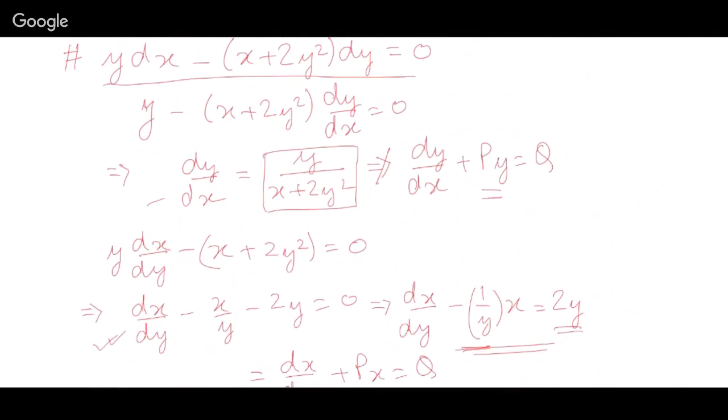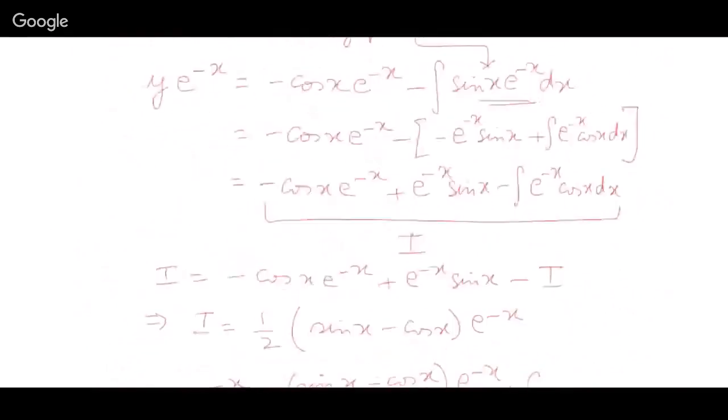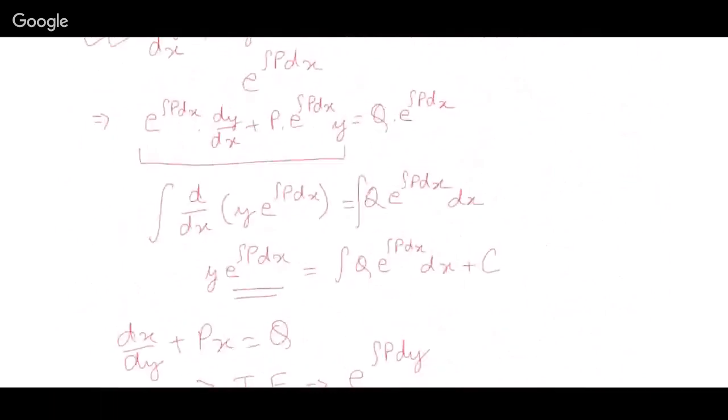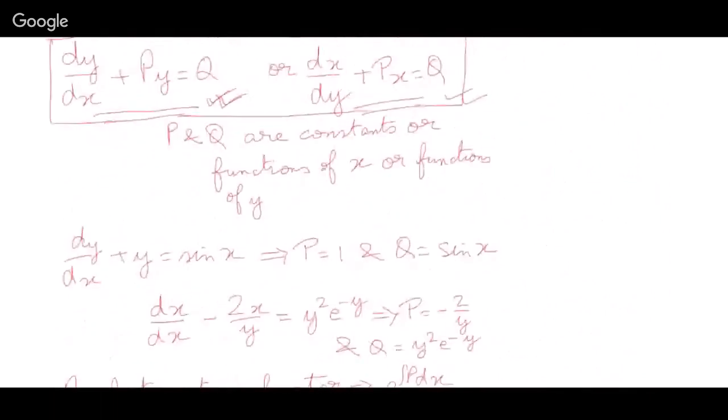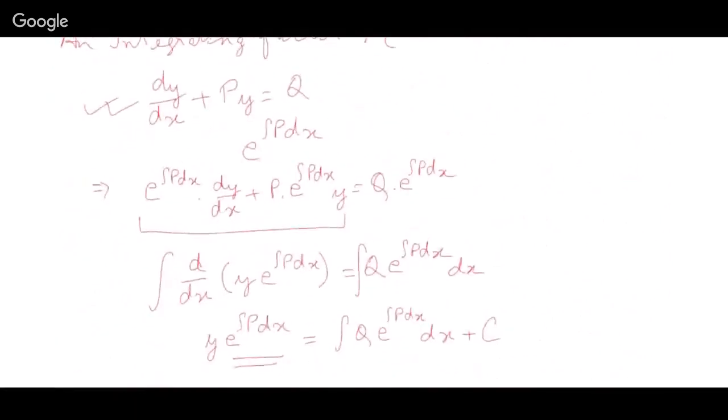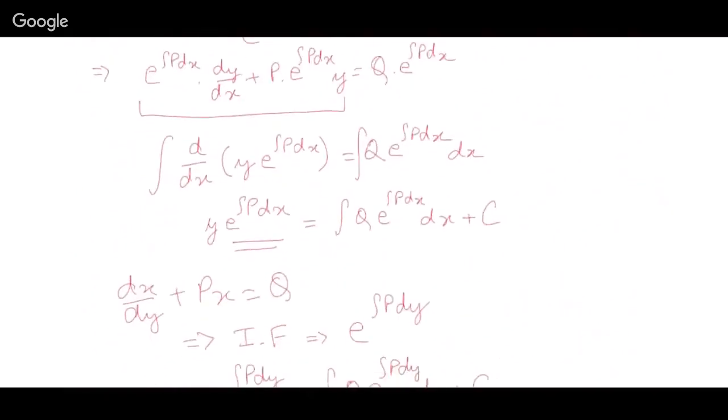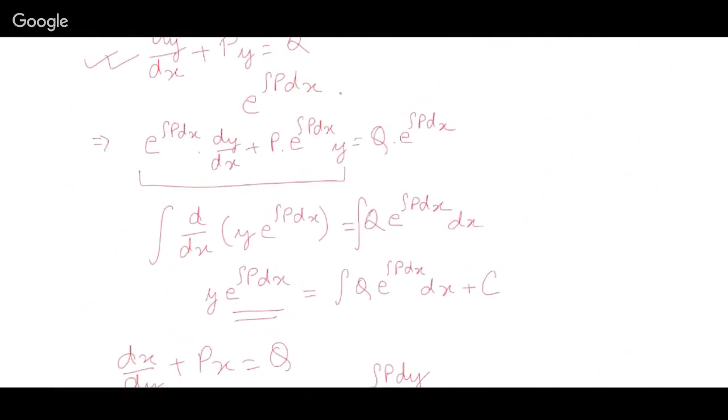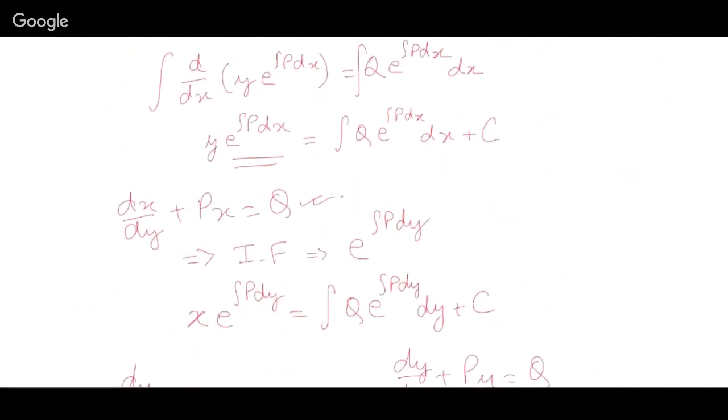So once we have zeroed in on what type of linear differential equation it is, we can find out the integrating factor depending on the type of linear differential equation that has been given over here. So for this particular linear differential equation, we have the integrating factor as e to the power integral p dx. And for this kind of linear differential equation, we have the integrating factor as e to the power of integral p dy.